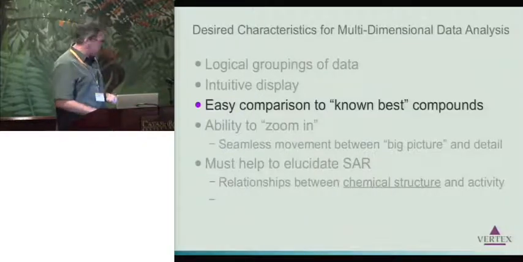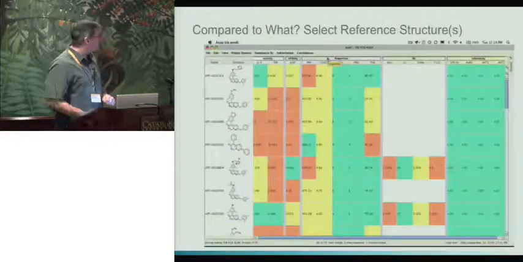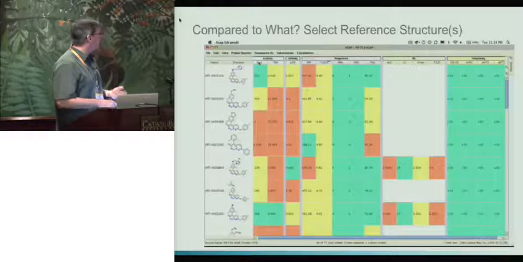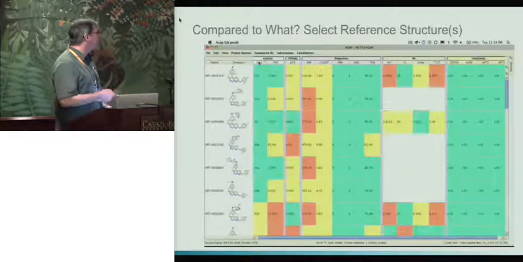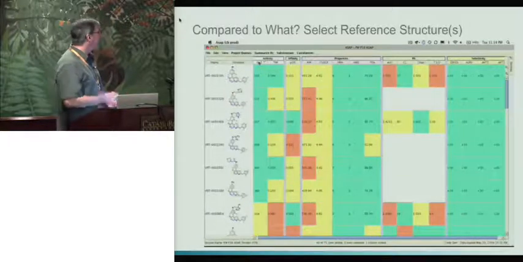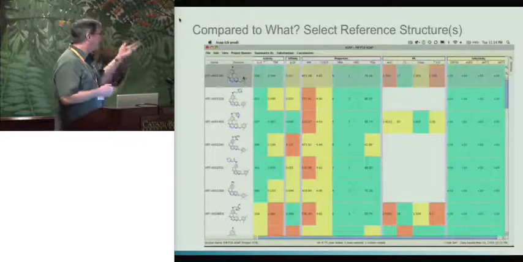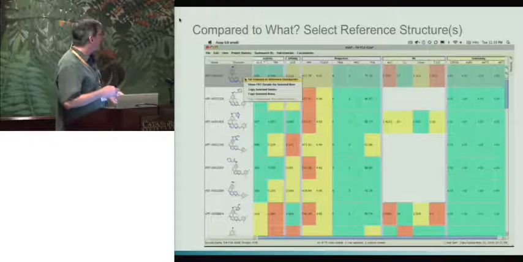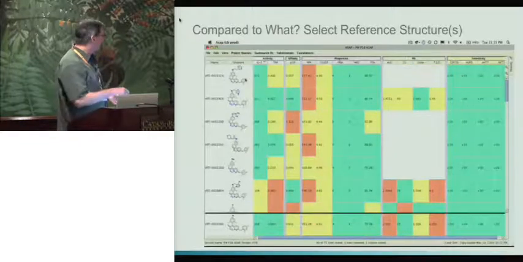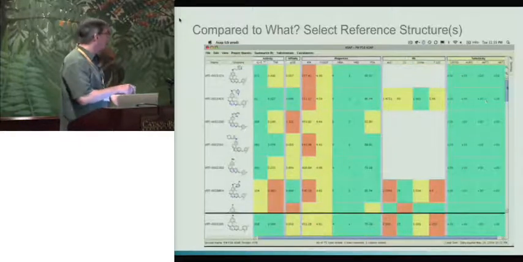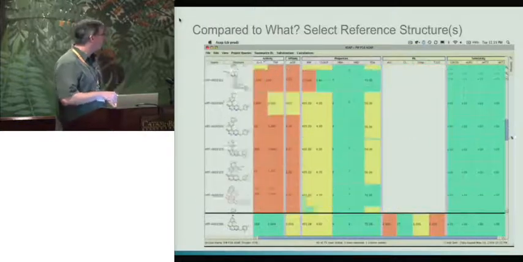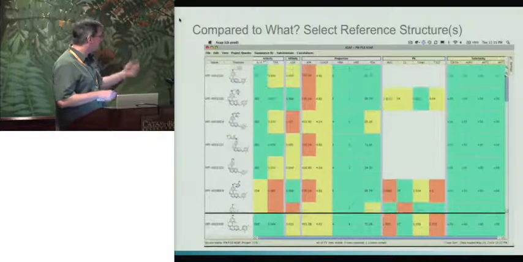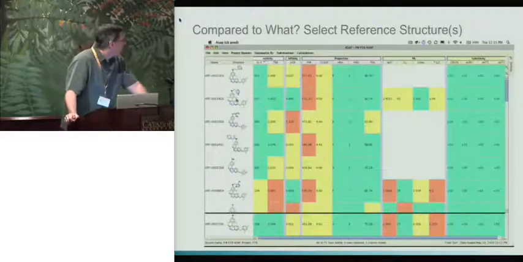Back to easy comparison to known best compounds. Once again, a relatively simple thing, but something that I don't see in most systems. So what you do in ASAP is we go in here, we sort the data based on a particular criteria. If I decide that that's my best compound, I simply right-click and set that to my reference compound. It then persists at the bottom, and you scroll up and down, and you can see that it's still there, and it's very easy to make comparisons.